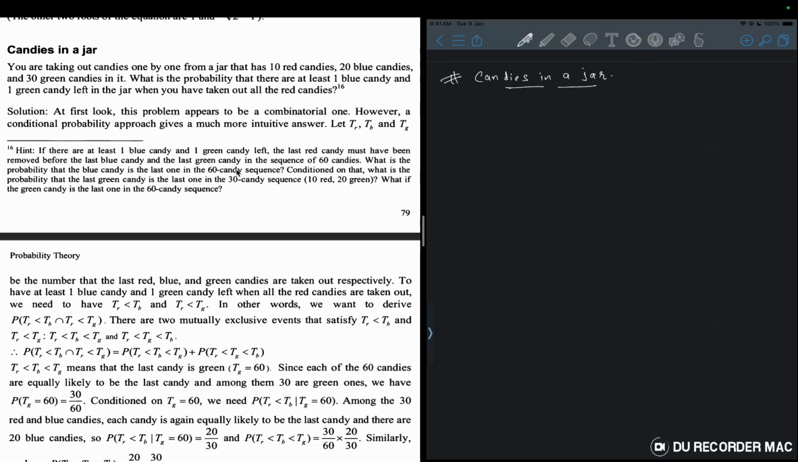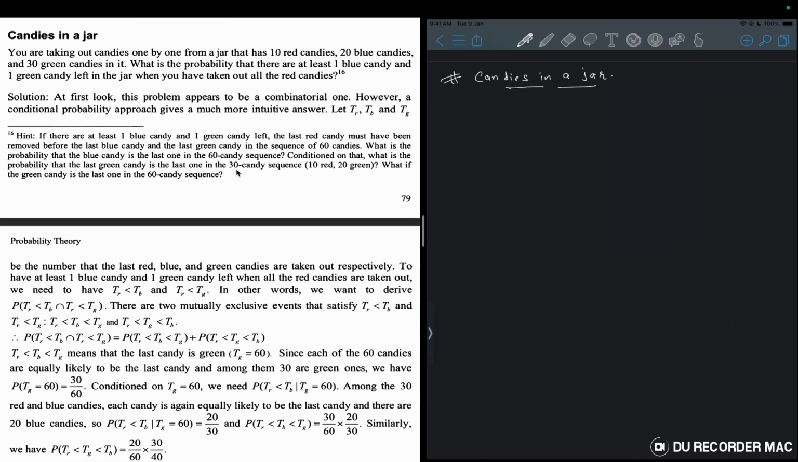Hello guys, let's look at this question, Candies in a Jar. This is from the green book, from the section Conditional Probability and Bayes' Theorem. I would rate this question as moderate difficulty, and the reason I'm covering it is that if you read through the solution, there are certain points where you might not be fully convinced of how the author has reached a certain conclusion.